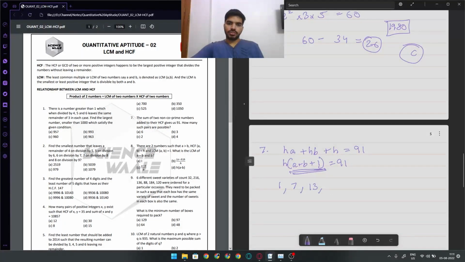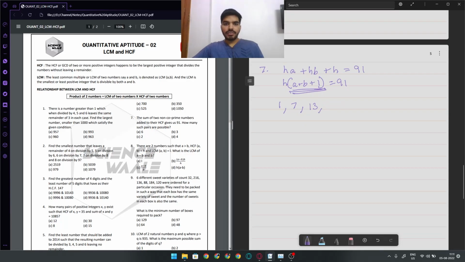Now, for each situation, we will make the cases. If H is 1, then A plus B plus 1 is equal to 91, so A plus B is equal to 90. We have to break it down into two co-prime numbers. But wait a minute. In this situation, actually one more thing is given: they are non-co-prime numbers. If 1 is the HCF, they are co-prime numbers. So even 1 is out, my bad. I ignored this. This is how dangerous these questions are.